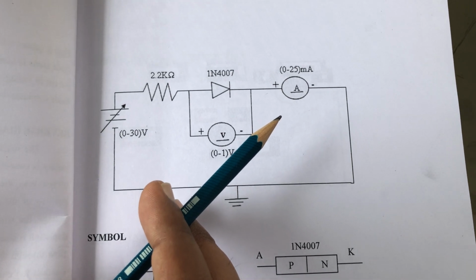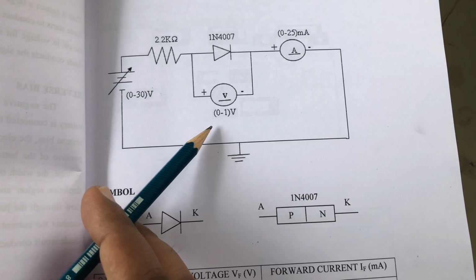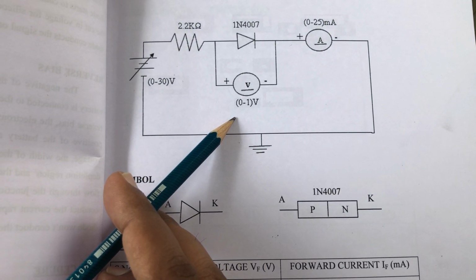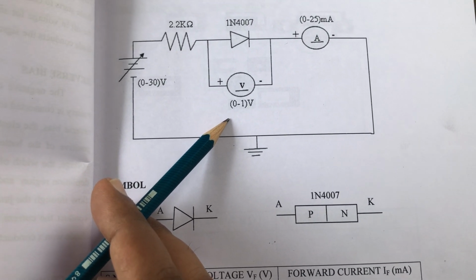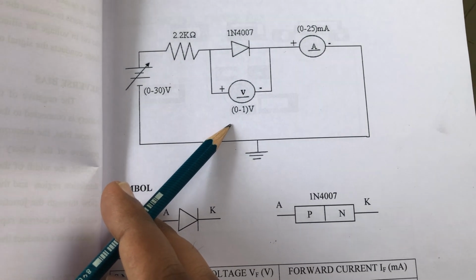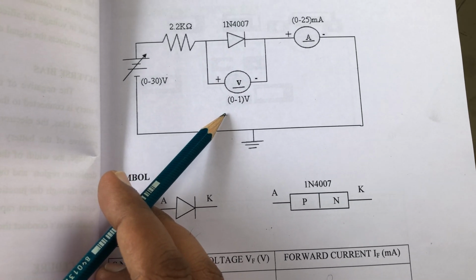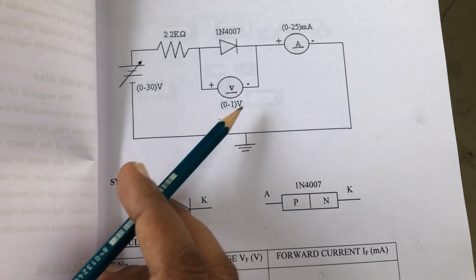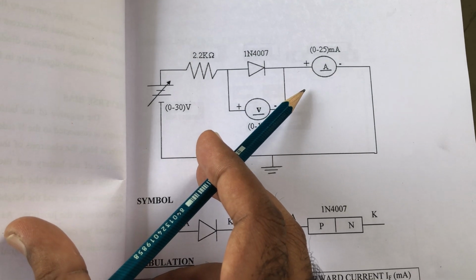This is a forward biasing circuit. For forward biasing, we are using a voltmeter of 0 to 1 volt. Why? Because the breakdown voltage starts from 0.3 volt to 0.7 volt based on the diode, silicon or germanium. So for verifying the breakdown, we are using a 0 to 1 volt meter. And there is an ammeter, it's a 0 to 25 milliamps ammeter.